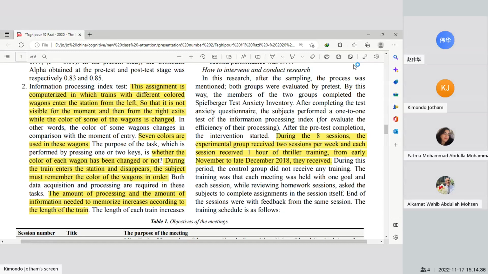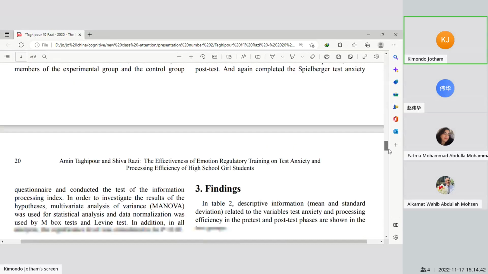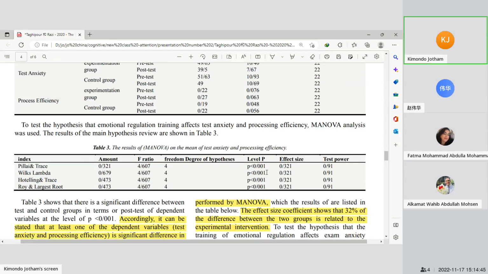Yeah, and that was the aim of the study. After the post-test, these are the results I've shown you. They came up with the conclusion that the emotion regulation training has an effect on the processing efficiency of the brain and also an effect on the test anxiety. We can summarize that the results are significant.